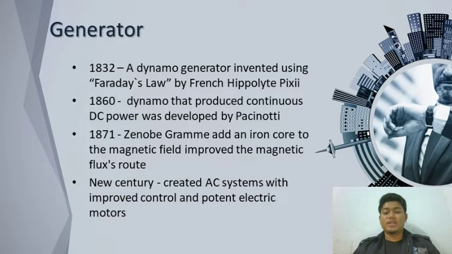1860, the dynamo that produced continuous DC power was developed by Pacinotti. Then 11 years later, Zenobe Gramme added an iron core to the magnetic field, improving the magnetic flux routes. In the new century, the AC grid system came with improved control and a potent electric motor.